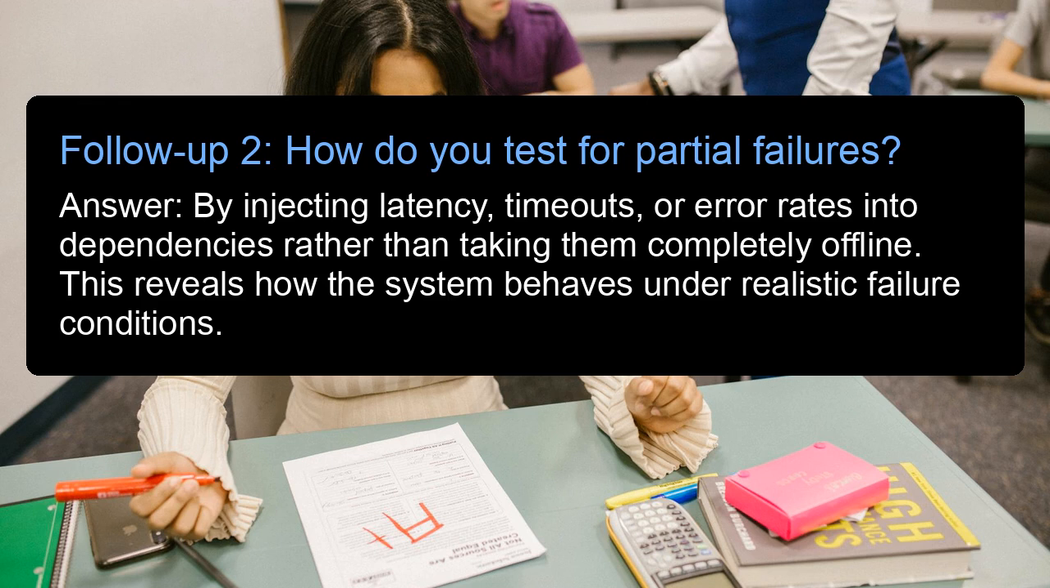Follow-up 2. How do you test for partial failures? Answer: by injecting latency, timeouts, or error rates into dependencies rather than taking them completely offline. This reveals how the system behaves under realistic failure conditions.